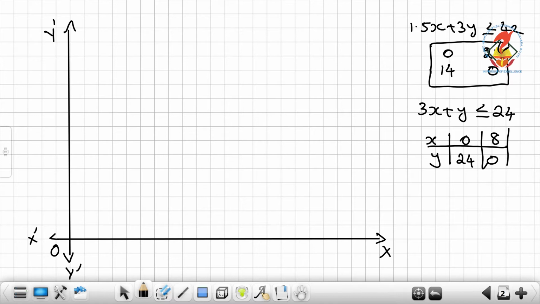Okay, so we can draw. 2, 4, 6, we can mark like that. 2, 4, 6, 8, 10, 12, 14, 16, 18, 20, 22, 24, 26, 28. Here also 2, 4, 6, 8, 10, 12, 14, 16, 18, 20, 22, 24, 26, 28. Then 2, 4, 6, 8, 12, 14, 16, 18.